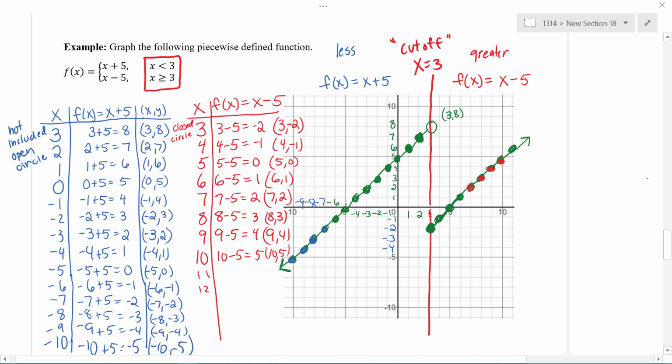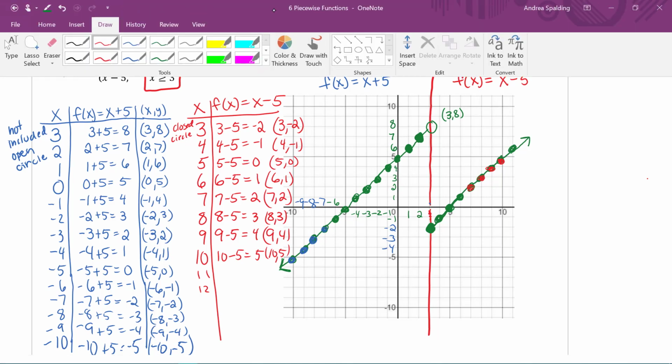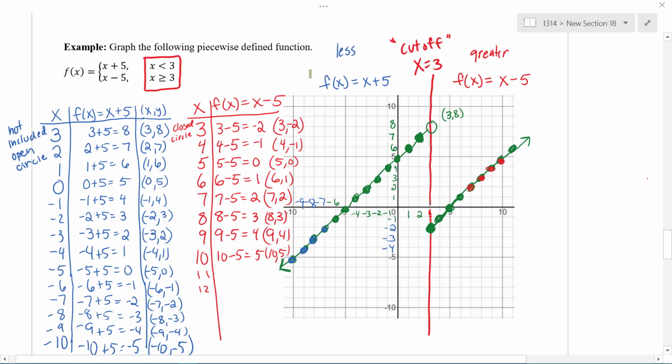And everything that we have here in green, so all of those green filled-in circles, everything we have in green to the right and to the left of that red vertical cutoff line is part of our piecewise function graph. Okay, does it pass the vertical line test?